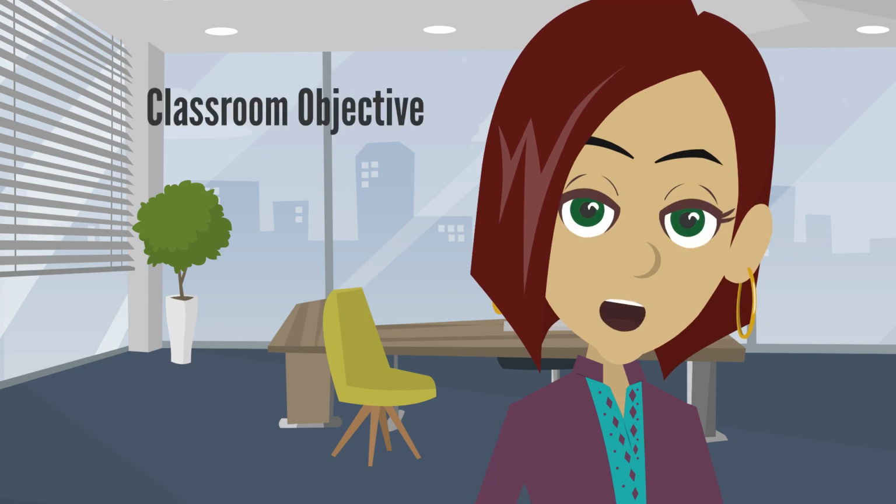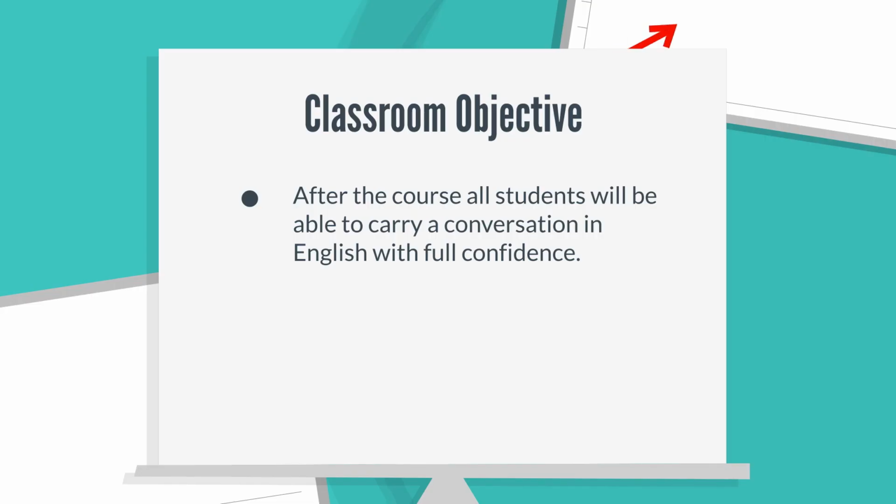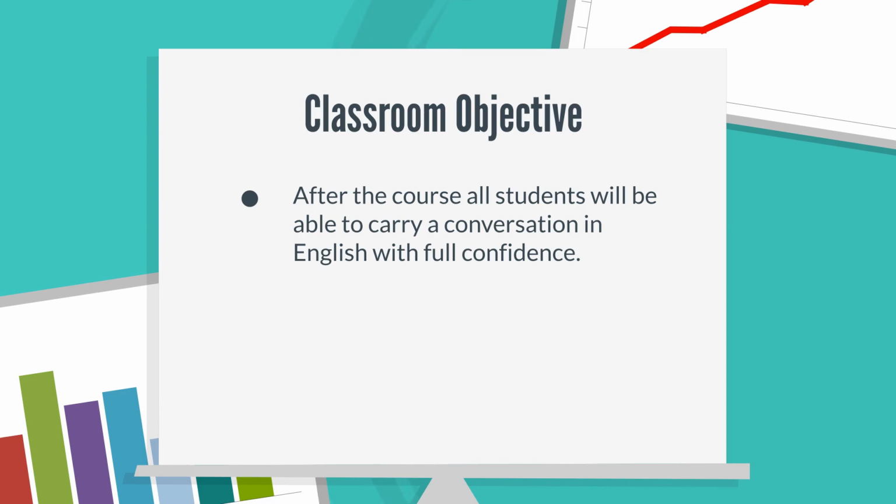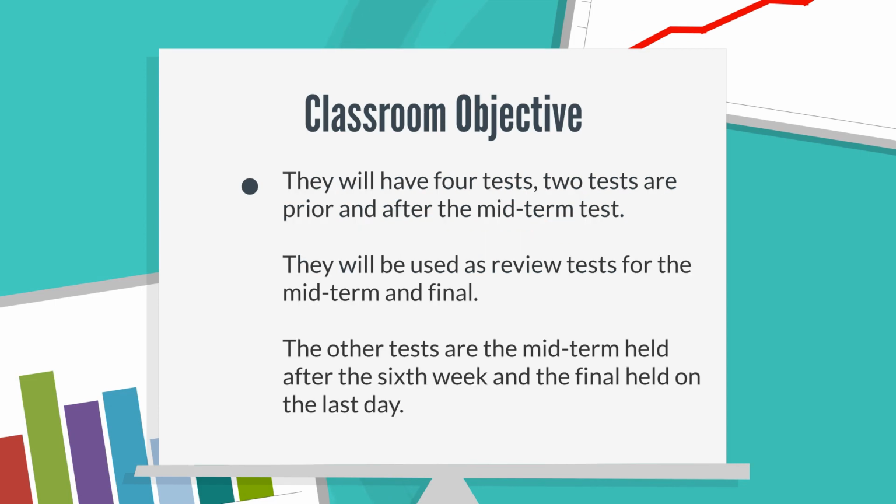An effective classroom objective may read: after the course, all students will be able to carry a conversation in English with full confidence. They will have 4 tests, 2 tests are prior and after the midterm test. They will be used as review tests for the midterm and final. The other tests are the midterm held after the 6th week and the final held on the last day.